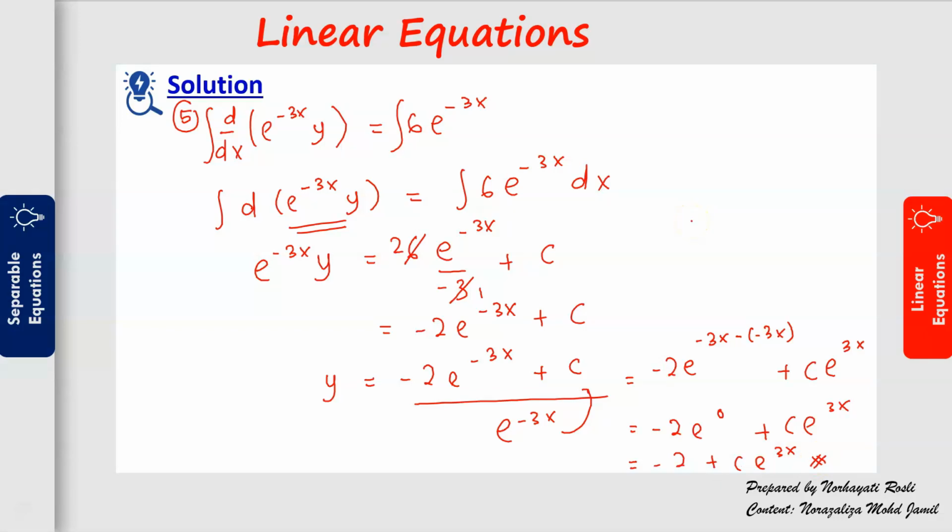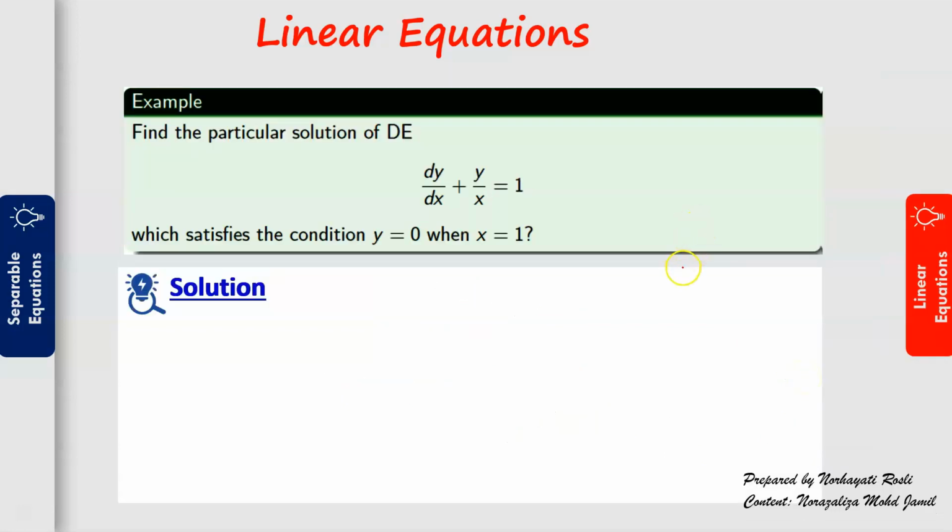For this example, you can see our solution is in terms of c, so this is the general solution. Why is it a general solution? Because in our problem, there is no initial value. But class, in the next example, we need to find the particular solution of that differential equation, which satisfies the condition y(0) when x equal to 1. Here it gives us an initial value.